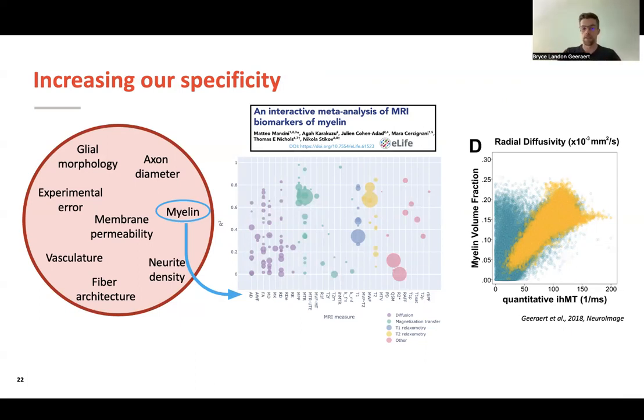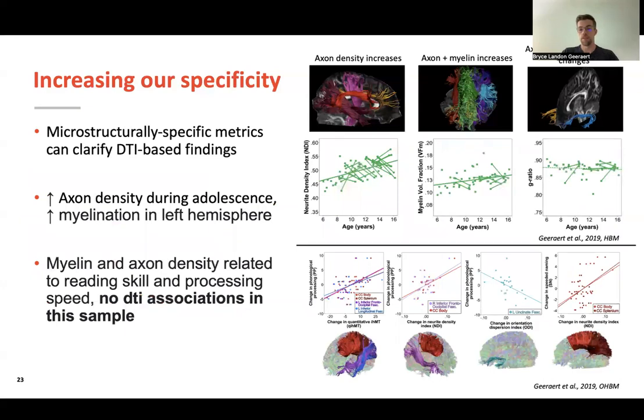So just taking myelin as an example, every column in this middle figure is a different metric sensitive to myelin, with each bubble showing reports from a different study. You can see there's tons of metrics we could use that are sensitive to myelin. The scatter plot on the right is showing that these metrics share information, but they're not exactly the same, right? Each of these metrics is sensitive to myelin in a different way. They may have other microstructural sensitivities mixed in, or different levels of sensitivity and specificity. But each of these measures, regardless of whether they're sensitive to myelin or specific to something else, can be used to clarify DTI-based findings.